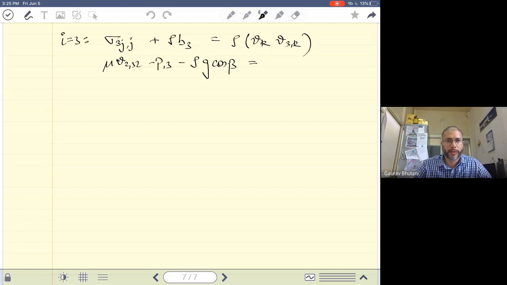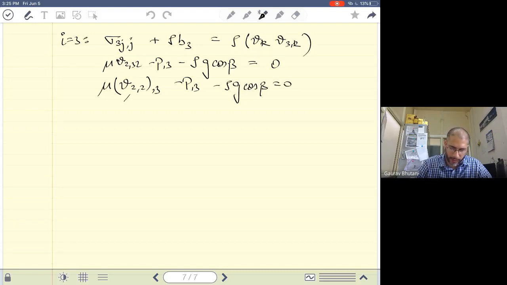So this is our third equation here, but the first term on the left hand side is also 0 because we can write this as v2 comma 2 3 because of the symmetry of the second order derivative, and this can then be written as v2 comma 2 and comma 3, and we already know that v2 comma 2 is 0. So we get minus p comma 3 minus rho g cos beta is 0, and that's equation number 3.